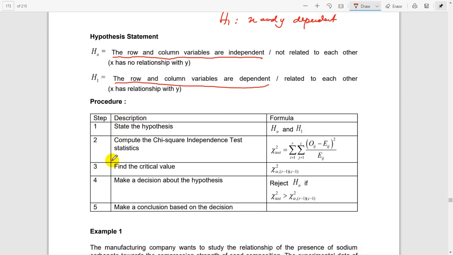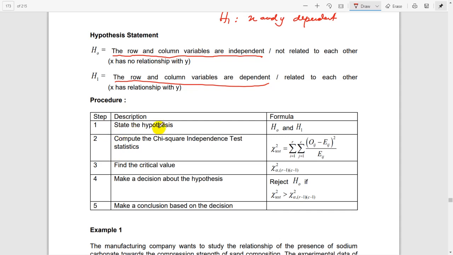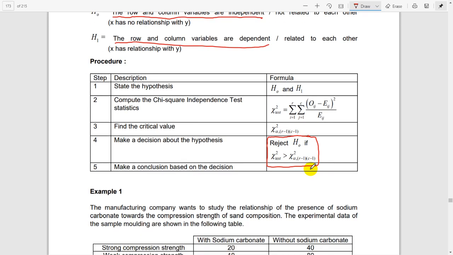Okay, so this is the procedure. First state the hypothesis, second compute the chi-square test statistic. For this you need to make a small table. The third is to find the critical value, which comes from the table of the chi-square distribution. Then make a decision, which is important. Reject H0 if the chi-square test statistic is greater than the critical value. Then make a conclusion, whether they are independent or not.